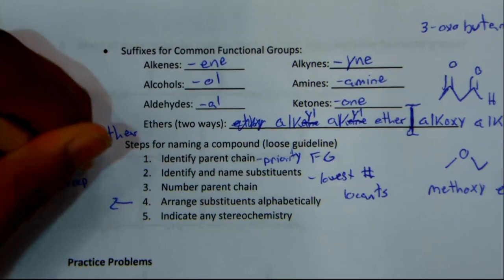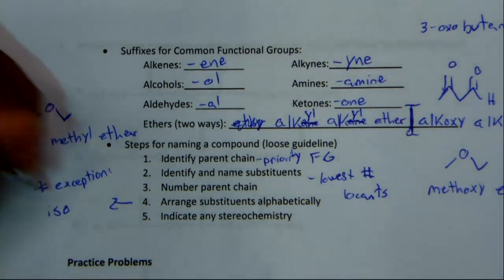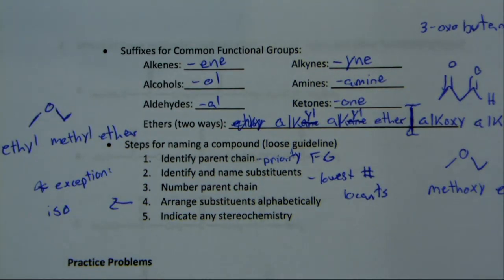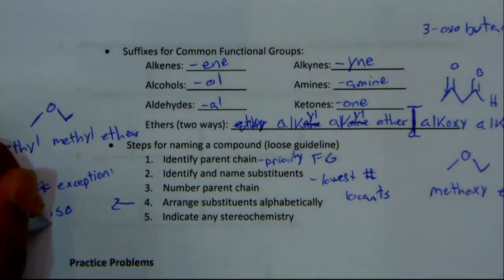Exception is going to be iso. So like isopropyl, iso something, you're going to count the I as part of the alphabet. Does that make sense? Yes, no, maybe? You look really confused. Does that kind of make sense for you? Okay. So that's going to be iso. So that one will actually count the I.